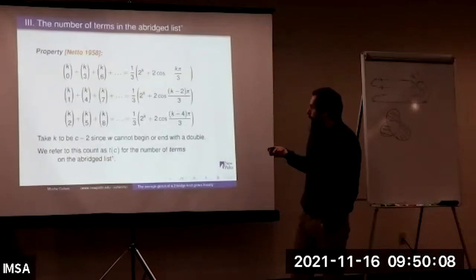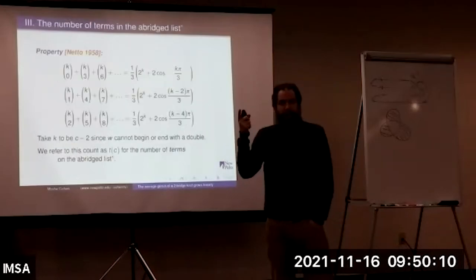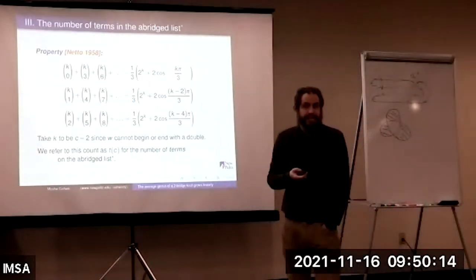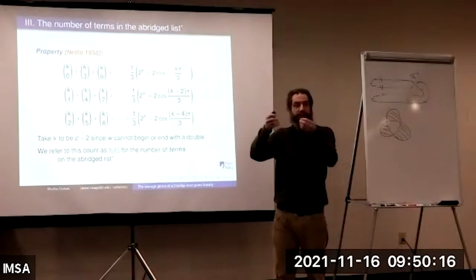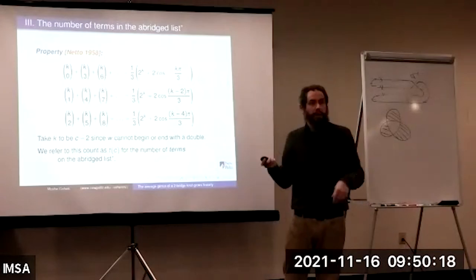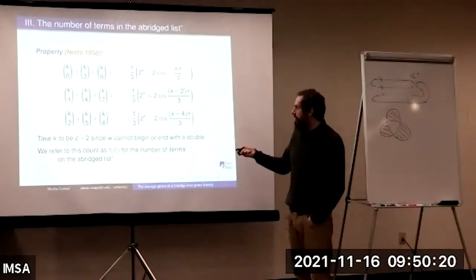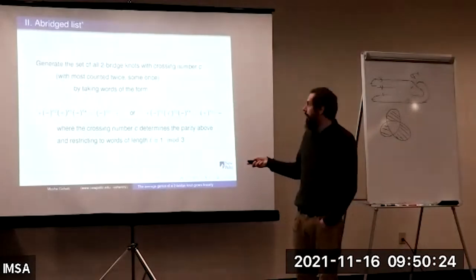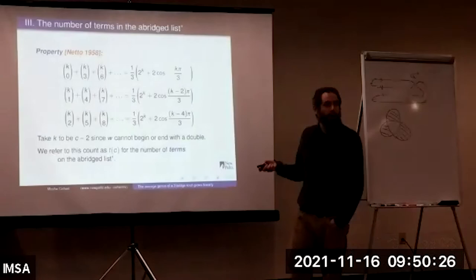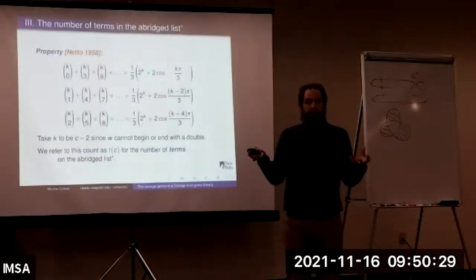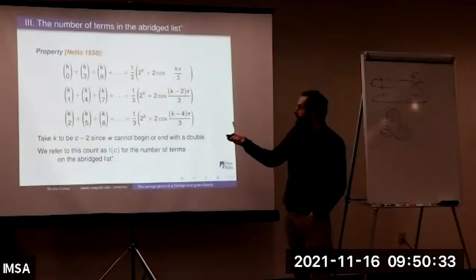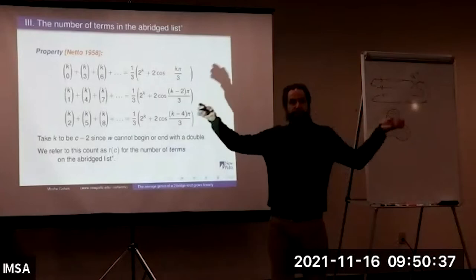So if I wanted to try to figure out how many possible words for a given crossing number, let's start with C is equal to 7. C is equal to 7 is already 1 knot 3. So I can start with a plus, minus, and have 7 terms there. And I would need to add 0 doubles. I would only have singles. But I could also add 3 doubles. I could also add 6 doubles, as long as I preserve this length mod 3.